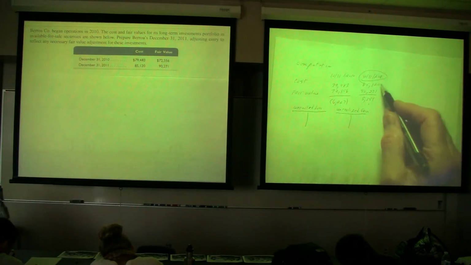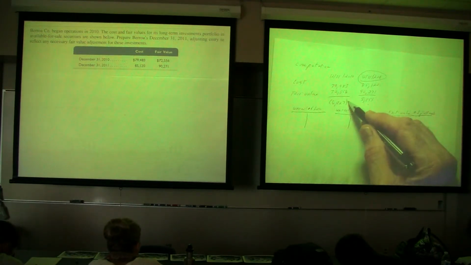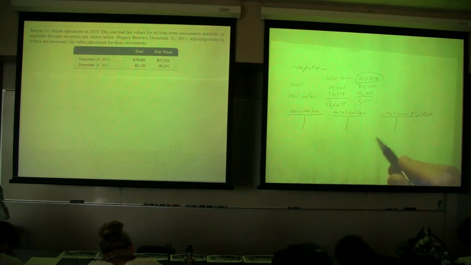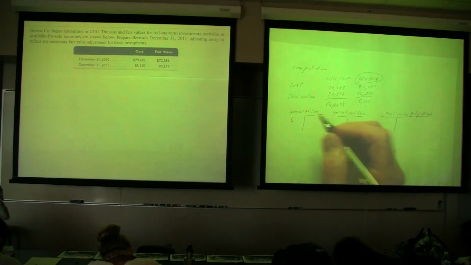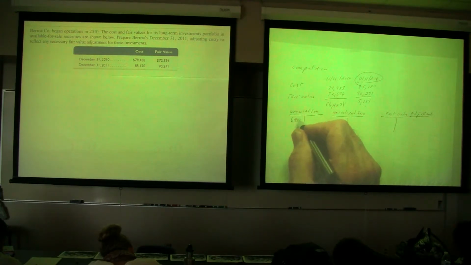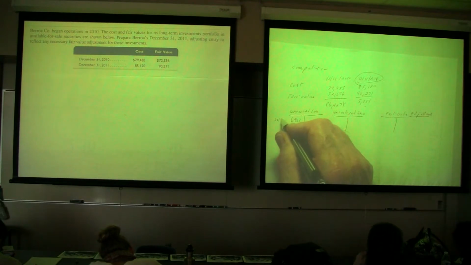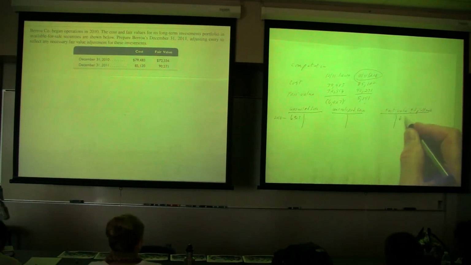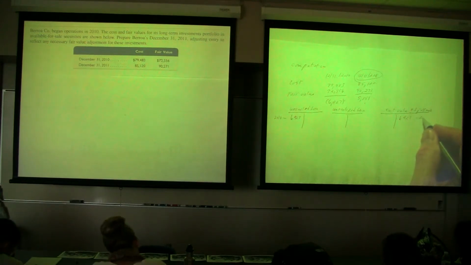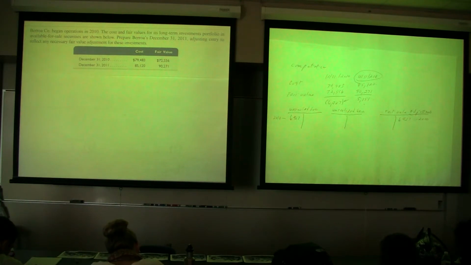Now, in 2010, which is this year right here, we had an unrealized loss of 6,927. We had a fair value adjustment of 6,927. Okay, and that took care of this. Does that make sense how that worked out?